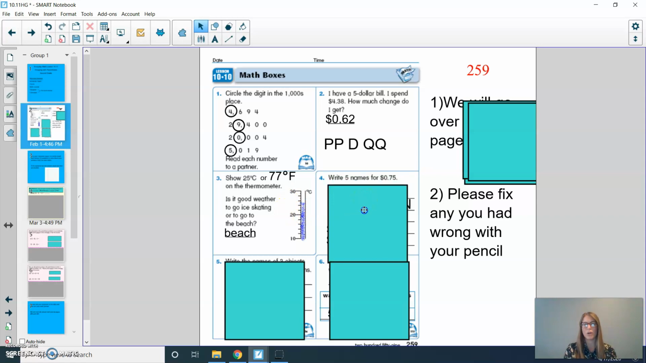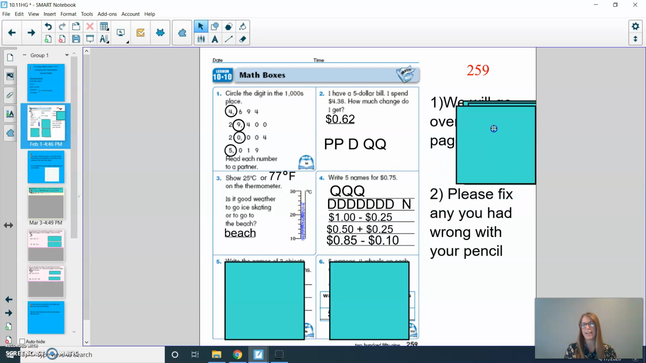For question number 4, write 5 names for 75 cents. Now there's lots of possible answers, so yours maybe look very different than mine, and that's okay. So a few ways that I chose: I did 3 quarters, I did 7 dimes and a nickel, I did a subtraction problem, $1 minus 25 cents, I did an addition problem, 50 cents plus 25 cents, and I did one final subtraction problem of 85 cents minus 10 cents.